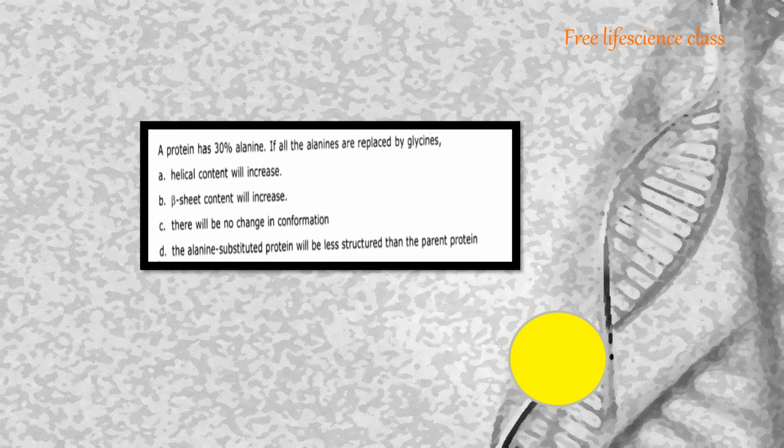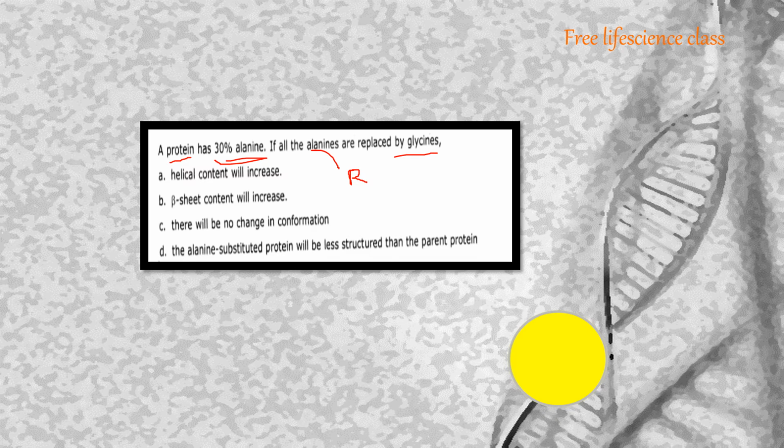Yes, time up. And the answer for this question is option D. And how to solve this question? You are having 30% alanine content in a protein and it is replaced by glycine. You know that glycine is the simplest amino acid and it consists of hydrogen groups all over. It has no other side groups, but alanine has side chains.